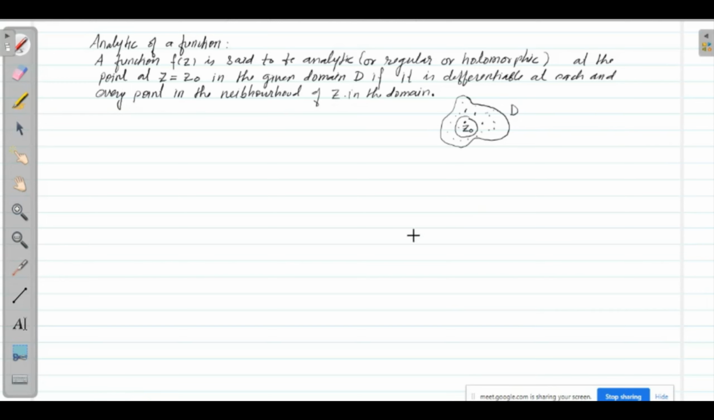Now let us do some problems based on this, and before that we must state the Cauchy-Riemann equations in Cartesian coordinates. Then we will state the Cauchy-Riemann equations in Cartesian coordinates.